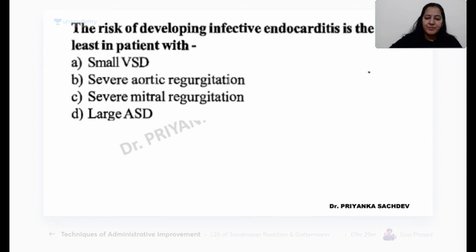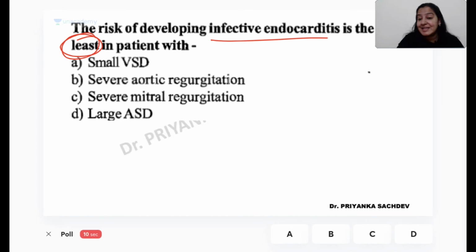So this is the next question in front of you. Please read it. Do it fast. 4 options are there in front of you. You have 15 seconds. The risk of developing an infective endocarditis is least in. I have asked least, not the most. So I am asking about the predisposing factors. I have told you which predisposing factor has the most risk and which has the least risk. If you can learn the complete table, it is good. If you can't, you should know the most and least risk factor.